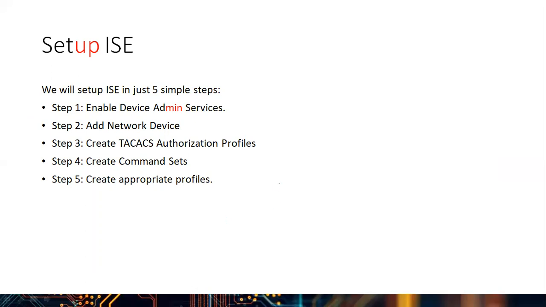First, we need to ensure that the device administration service, which is Cisco TACACS as a service, is enabled on CiscoWise as a platform. Once we do that, we have to add a network device, that is the router, in CiscoWise, and create authorization profiles, later on command sets, and appropriate profiles or rules. These are very simple 5 steps, and we're going to achieve it now.